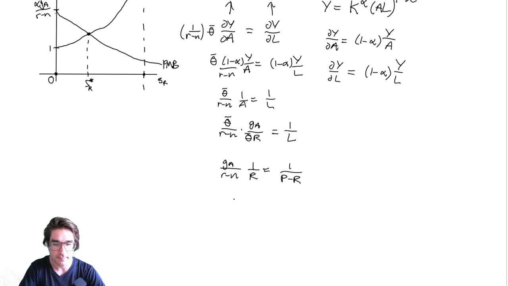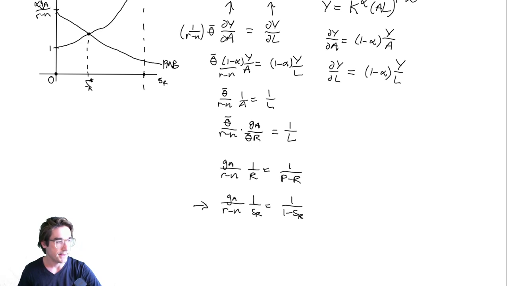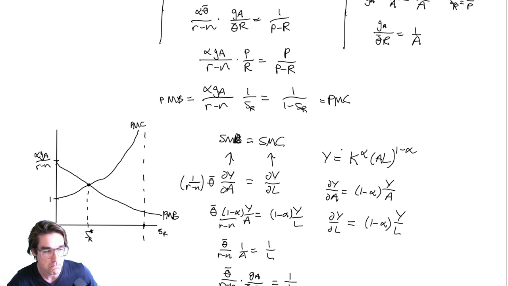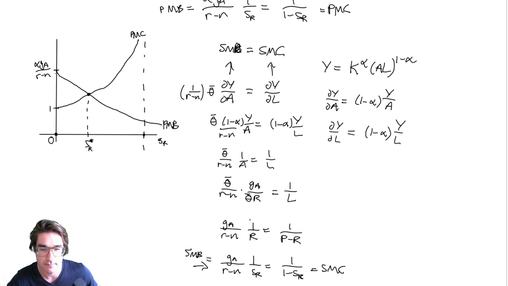And then finally, we multiply by P to get 1 over S_R and 1 over 1 minus S_R to turn it into a proportional notion. So it took a couple of lines to get there, but this is our social version of that. This is up to some constants. So what do we see? One thing is that SMC is the same as PMC. That's good. PMB: we almost have enough screen real estate to do it. Alpha gA over r minus n. The only difference between all these equations is there's no alpha here.